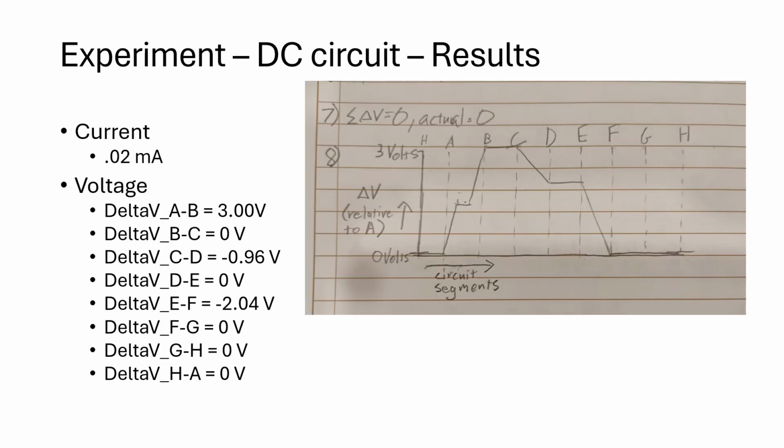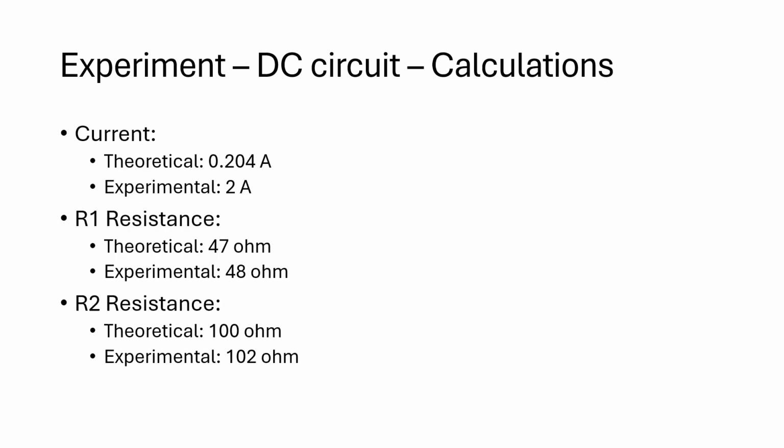So here are the results for this first experiment. Again, we measured the current and the voltage across various components of the circuit. Note that the voltage goes up 3 volts across the batteries, down 9.96 volts across the first resistor, and down 2.04 volts across the second resistor. So here are the theoretical and experimental calculations for current and resistance. Note that there are slight differences, more on that later.